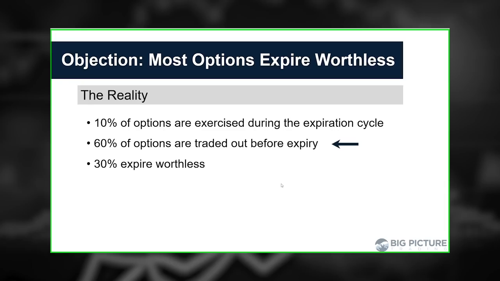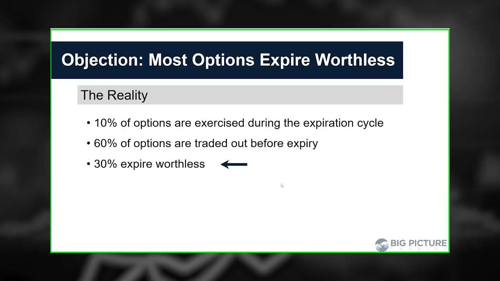Now, 60% of options tend to be closed before the expiration date is actually reached, which means someone bought the option, later sold the option, never once taking possession of the shares. They just traded out of it. And 30% of the options expire worthless.